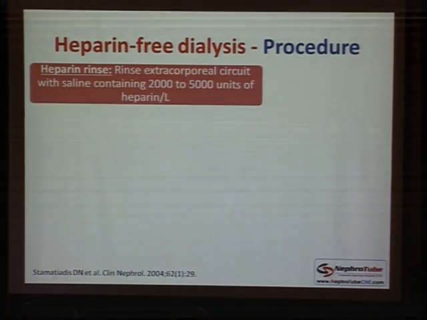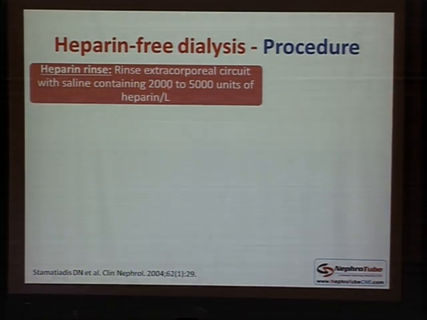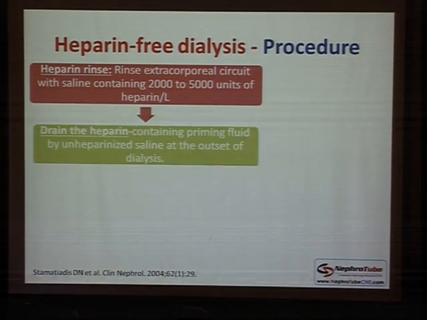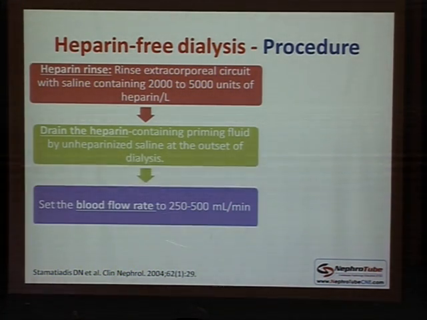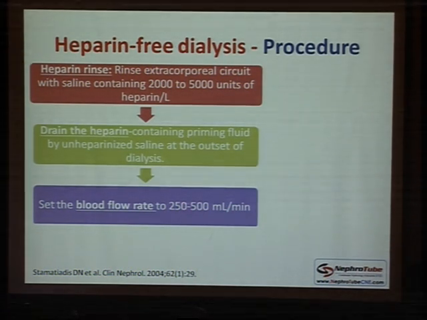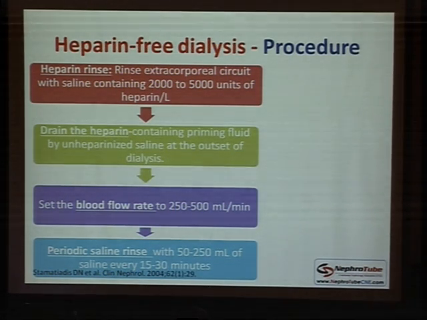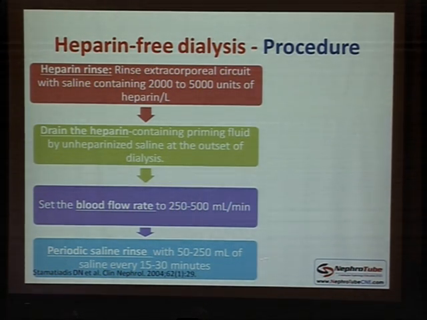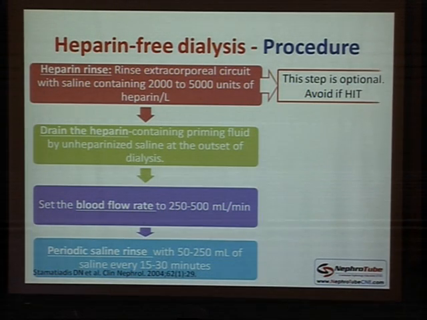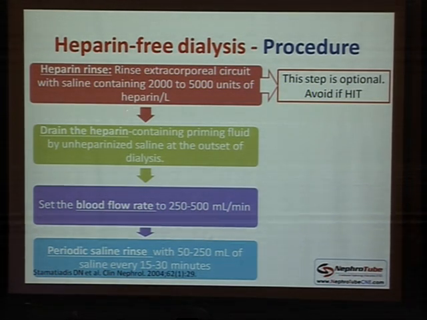How to use this method? Start with a heparin rinse. Rinse the extracorporeal circuit with saline containing 2,000 to 5,000 units of heparin. Then drain the heparin-containing priming fluid out of the dialysis machine by flushing with unheparinized saline. Then set the blood flow rate at 250 to 500 ml per minute, with periodic rinsing of the hemodialysis filter and the machine during the session by about 50 to 250 ml saline every 15 to 30 minutes. The first step is optional, especially if the patient has heparin-induced thrombocytopenia, so I may avoid it.